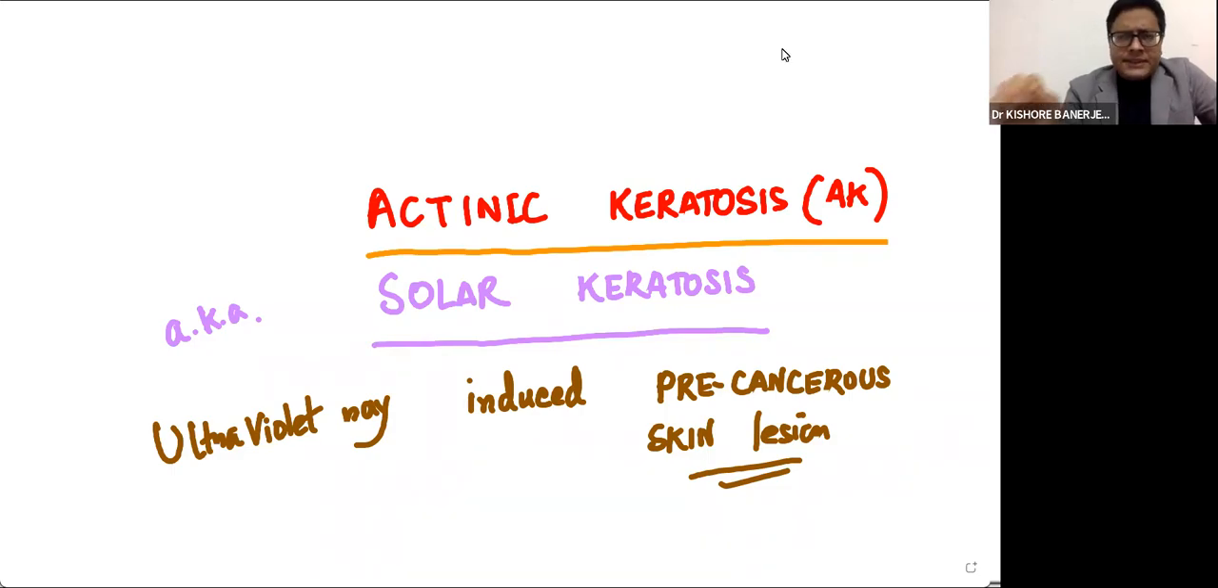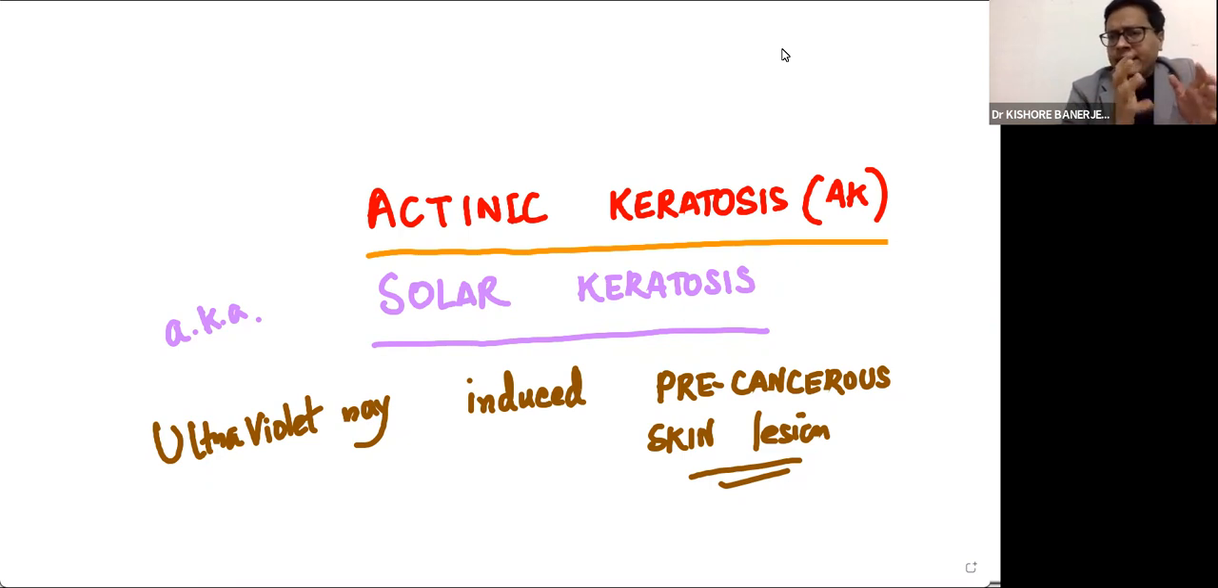Hello everyone, this is a short 2-minute video on a very important topic called actinic keratosis, also known as solar keratosis. The medical dictionary meaning of the word actinic is something associated with damage of the skin by ultraviolet rays. So from the name, you get an idea that some skin changes, some keratinocytic changes, are occurring in the skin due to sun damage. That's why this condition is also known as solar keratosis.